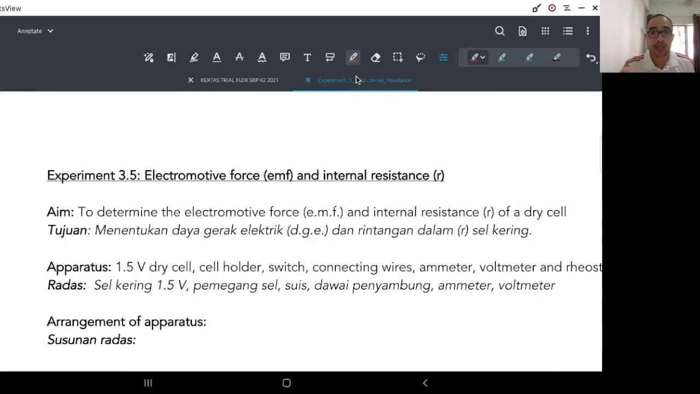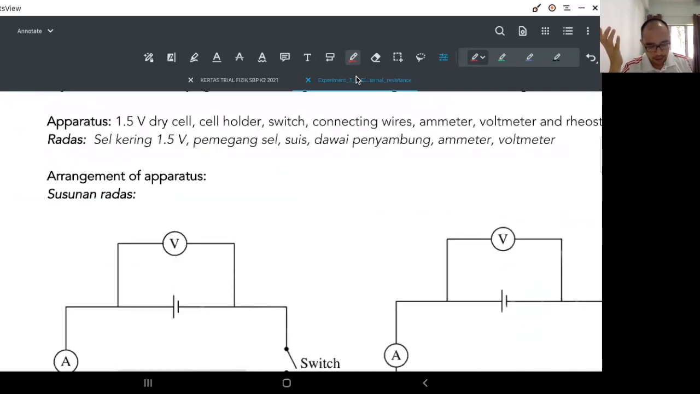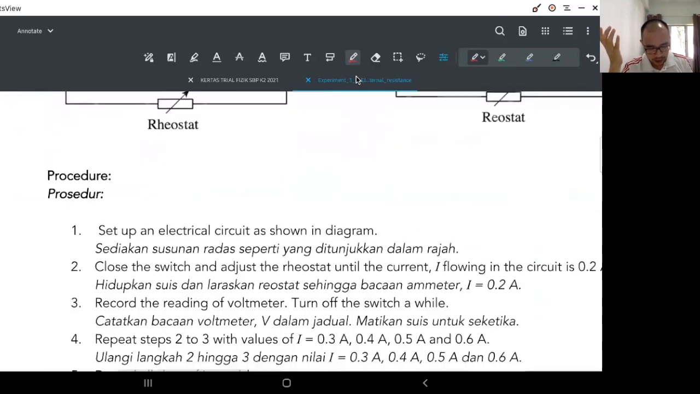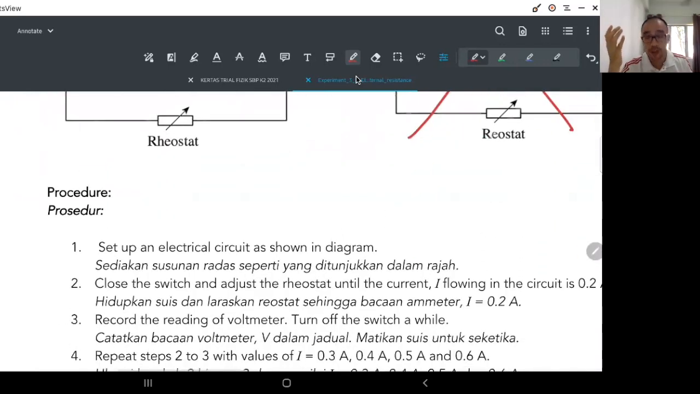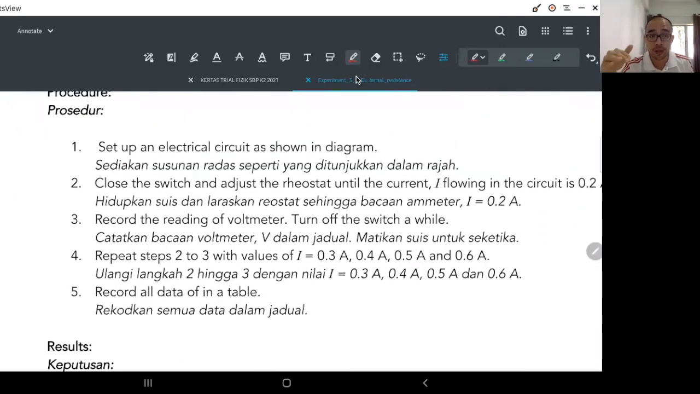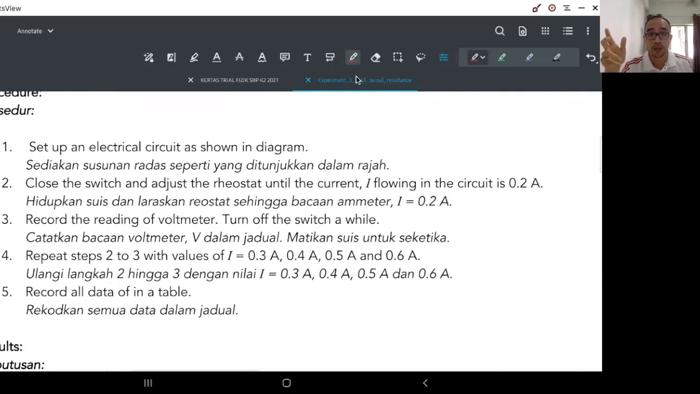Okay, if it is a guided experiment, it may look something like this, which I've already given to all of you who came to school. The aim is there, the apparatus is there, the setup is there. You can ignore this one because it's the same. And the procedure is all given: set up as shown, close the switch and adjust the rheostat until the current is 0.2 amps.